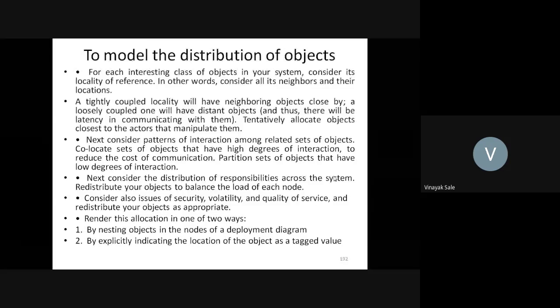Render this allocation in one of two ways: by nesting objects in nodes of a deployment diagram, or by explicitly indicating the location of objects as tagged values.